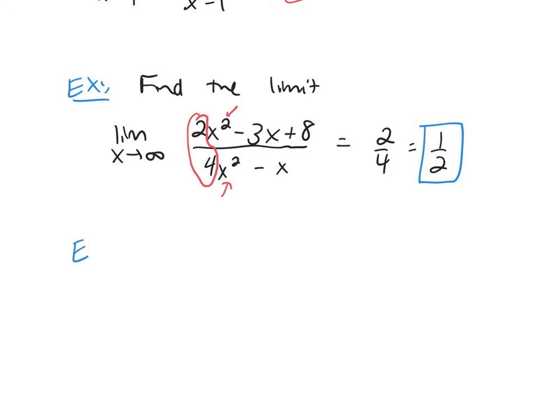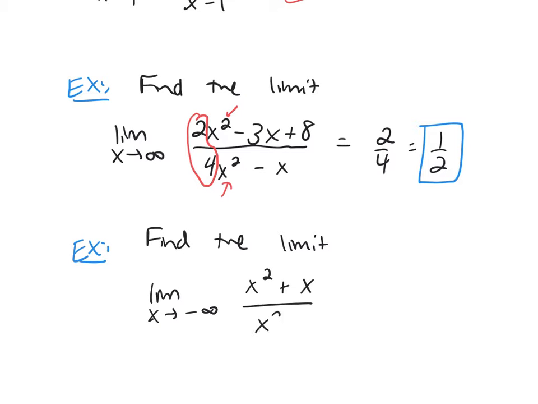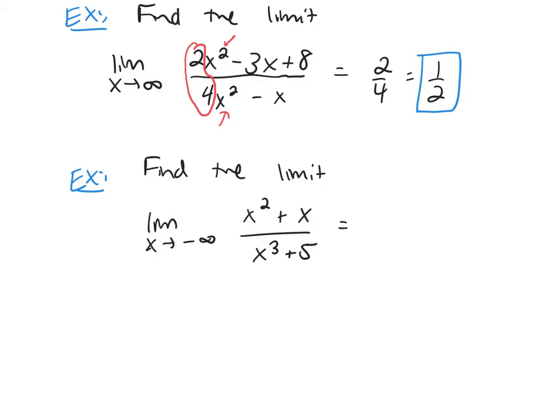Let's look at another one of these. Find the limit as x goes to negative infinity of (x squared plus x) over (x cubed plus 5). Here, again, I have a rational function, a polynomial over a polynomial. Look at your largest degree. In the top, the degree is 2. In the bottom, the degree is 3. The bottom has larger degree. So when the bottom has larger degree, the limit is going to be 0.